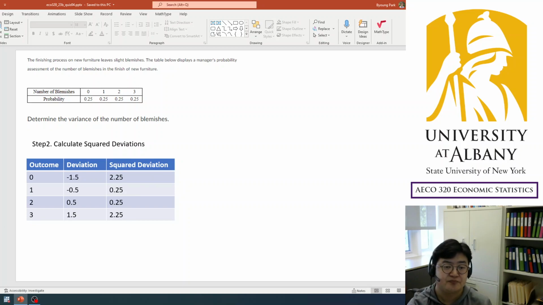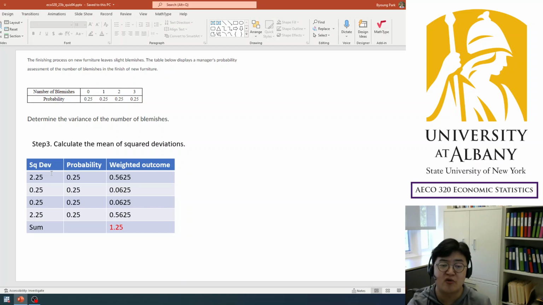And the next step, using the new random variable, squared deviations, with the original probability, calculate the mean, right? Squared deviations, probability, and multiply them. Maybe you can open Excel and copy these numbers to Excel and do the algebra there. So multiply this number by the probability, this to this, like that. You get 4 probability weighted squared deviations. And then add those 4 numbers. You are going to get 1.25.